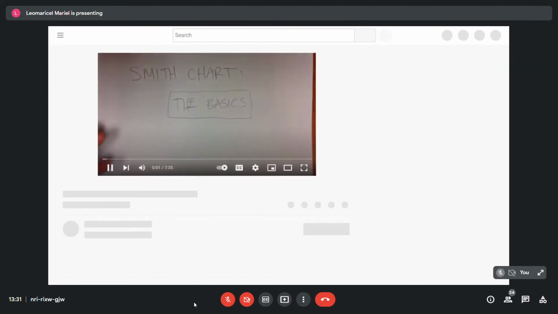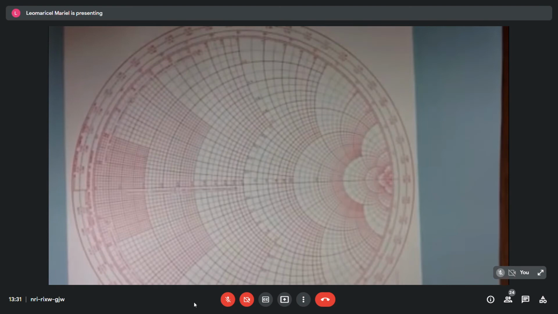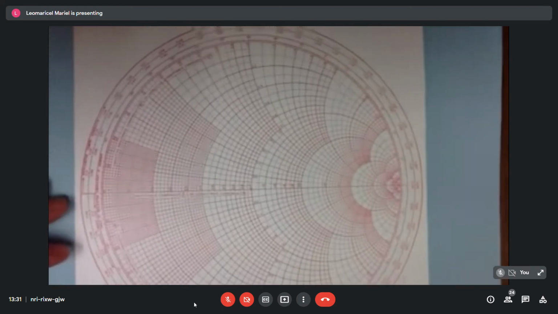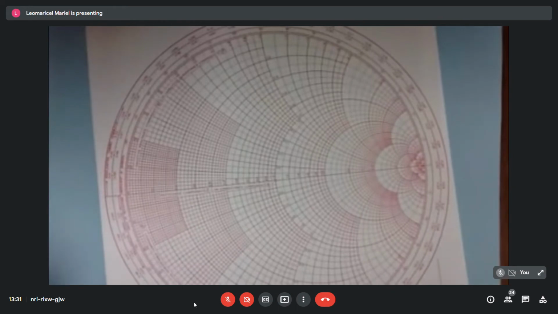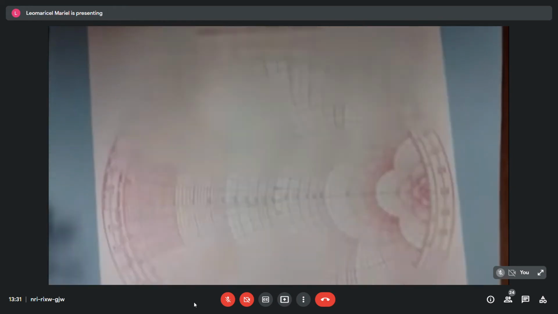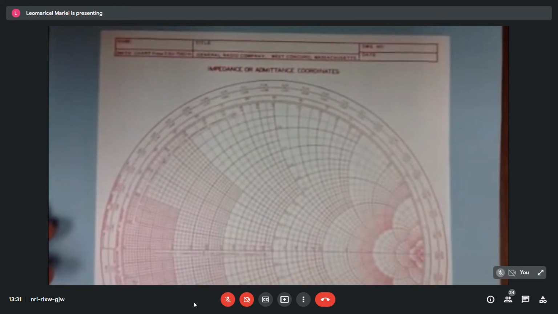We're going to talk about the basics of the Smith chart. So first of all, the Smith chart is this. It looks scary and intimidating, but really what it is, it's a way of graphically determining transmission line parameters much more easily than you would do it mathematically. So the Smith chart is your friend.